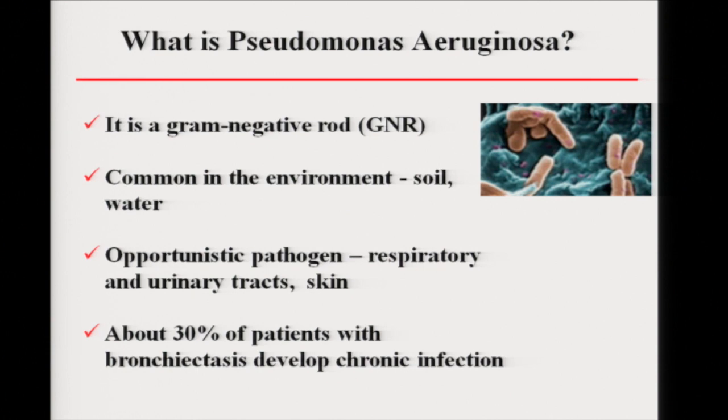Now, the data has shown us that about 30% of our patients with bronchiectasis will develop a chronic infection with Pseudomonas. So why is it that patients with bronchiectasis develop Pseudomonas infections? I think there are lots of different reasons, many of which are complex, but I really think that Pseudomonas takes advantage of two things. One is the anatomic problem, the typical and key anatomic problem of bronchiectasis.